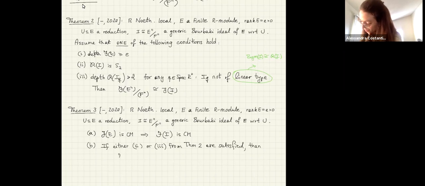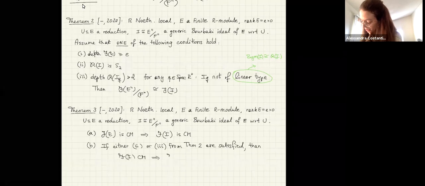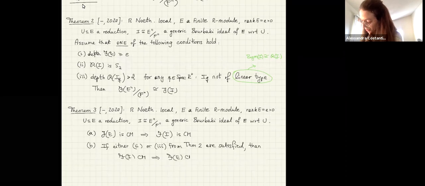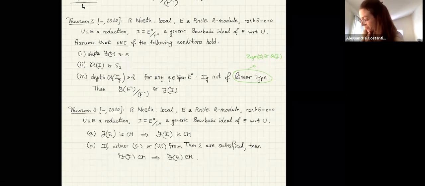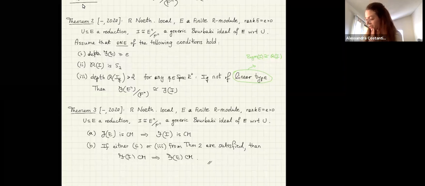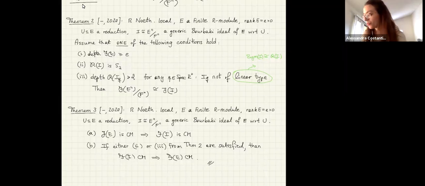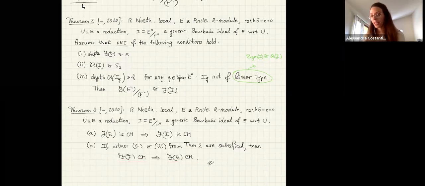then F(I) Cohen-Macaulay implies F(E) Cohen-Macaulay. So that's the main result that is telling you how you can reduce the problem of studying the Cohen-Macaulay-ness of fiber cone of modules to the case of ideals using generic Bourbaki ideals.